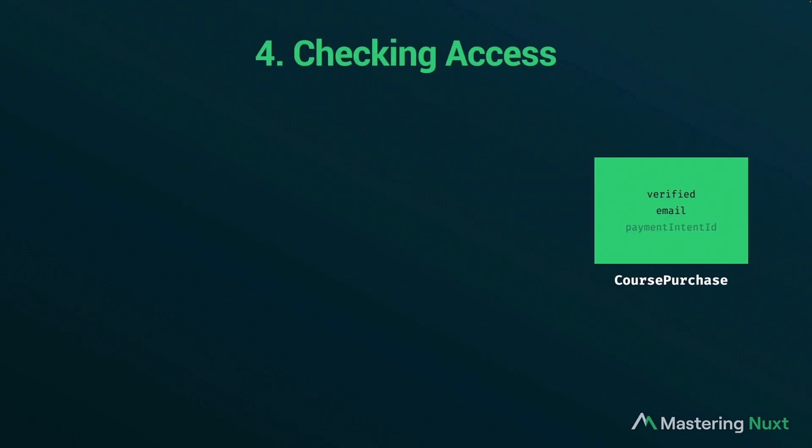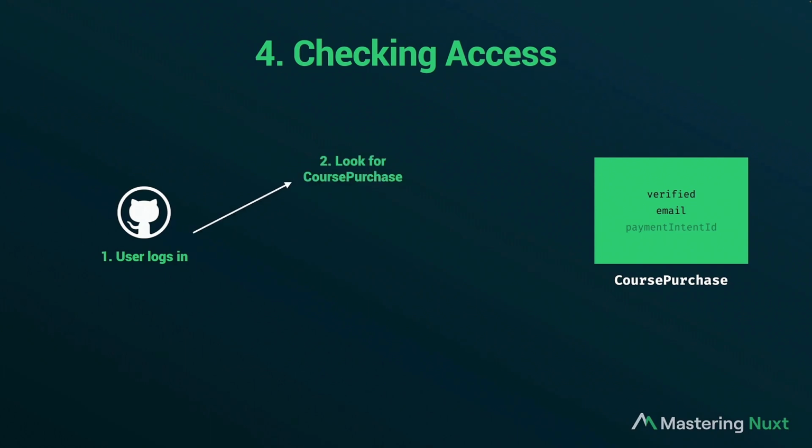The final step in this whole process is how we actually check for access when the user is logging in. When a user logs in to our app using GitHub, in our middleware, instead of just checking to see if someone has logged in or not, we can now check for that course purchase object. But we're not looking for just any object. We are looking specifically for an object where verified is true, so we know that the course has actually been purchased and the payment didn't fail for some reason, and where the email matches the GitHub email.